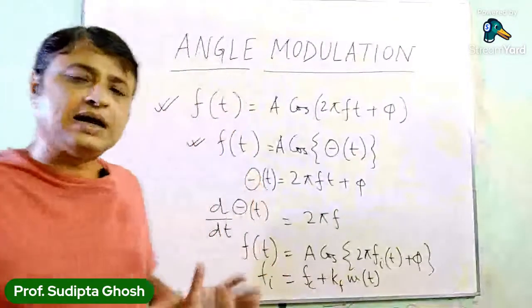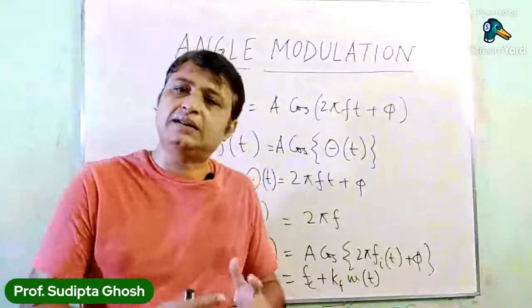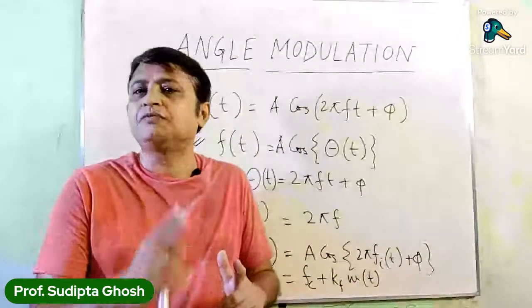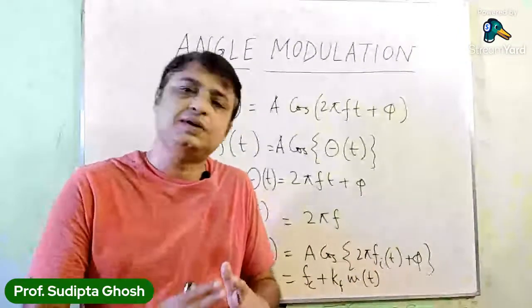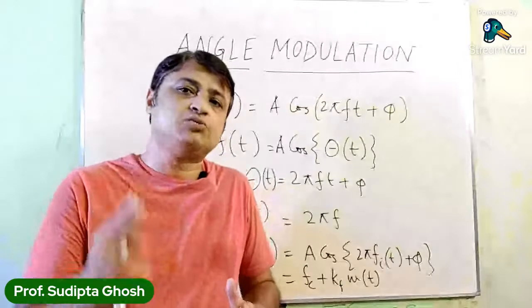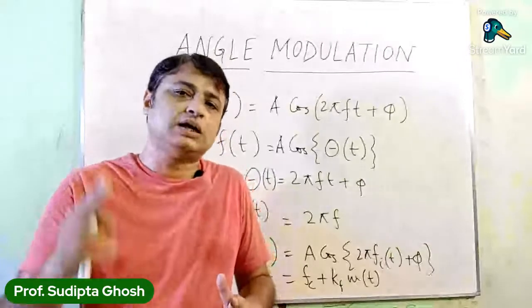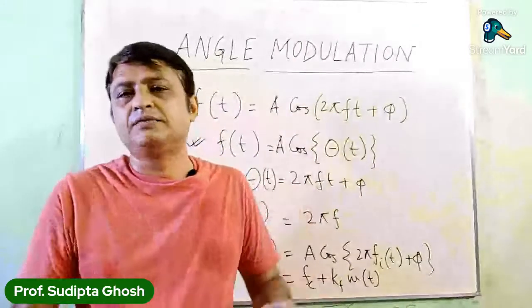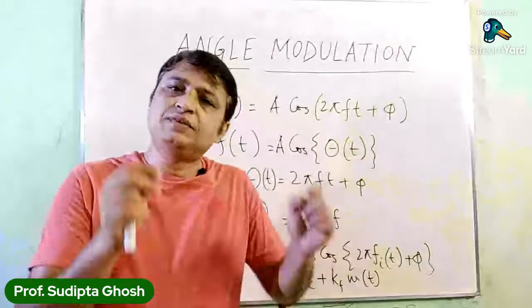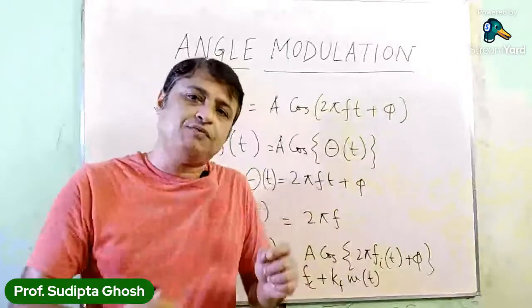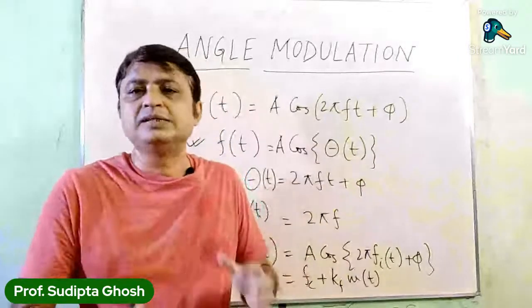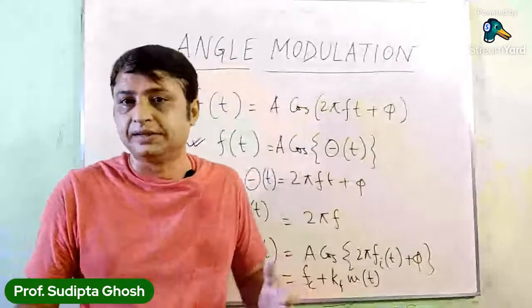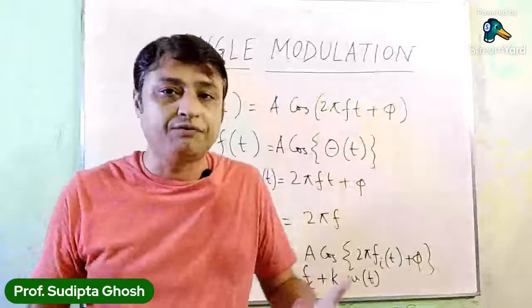Now, what am I talking about here? I am talking about the frequency of the carrier wave, which is actually changing in accordance with the modulating or information signal. So, if within a time interval or time period the frequency changes because the information signal is changing, then how could you define frequency?